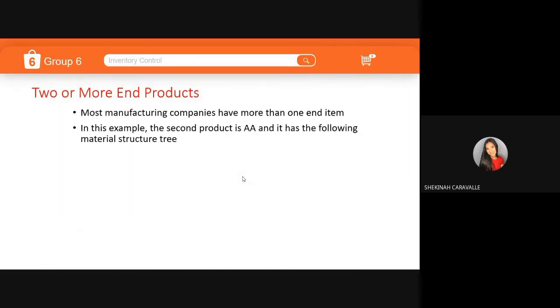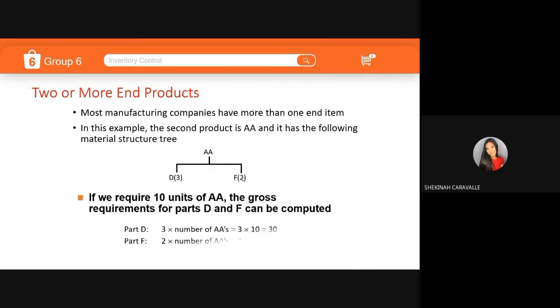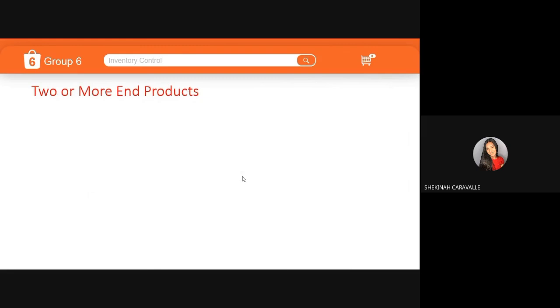Two or more end products. Most manufacturing companies have more than one end item. In this example, the second product is AA and it has the following material structure. AA requires 3 units of D and 2 units of F. If we require 10 units of AA, the gross requirements for parts D and F can be computed. Part D: 3 times the number of AAs equals 3 times 10, which equals 30. And part F: 2 times the number of AAs equals 2 times 10 equals 20.